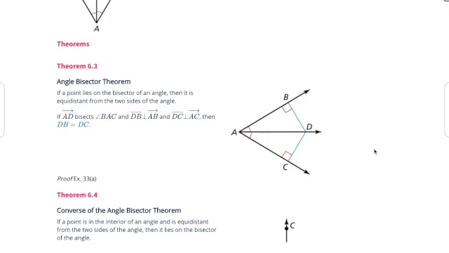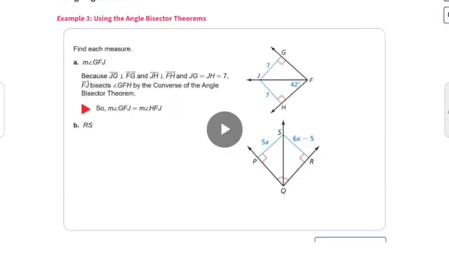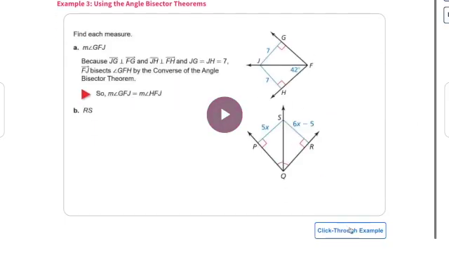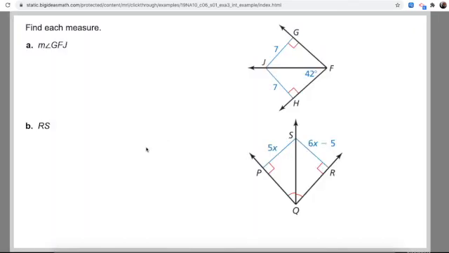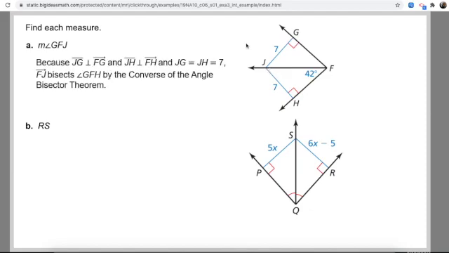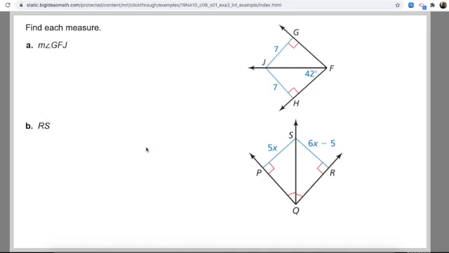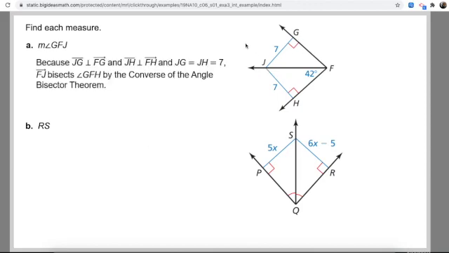So an angle bisector is going to cut an angle into two equal parts. So if I look at some examples that can help me think about this, in this case I'm looking for angle GFJ, okay? Well, I'm given the other half, see, 42. I know that this angle's cut in half, so if it's 42 on that side, they're both going to be 42. And in a lot of ways, that theorem's a little easier to work with.